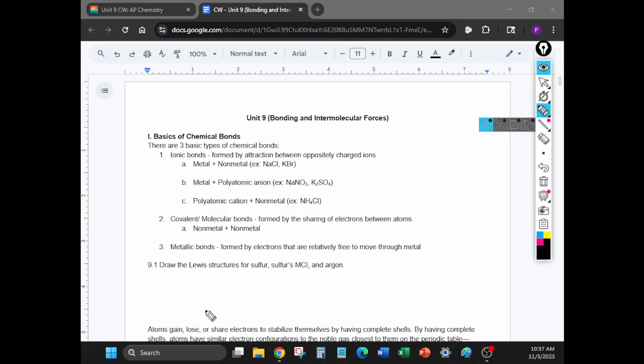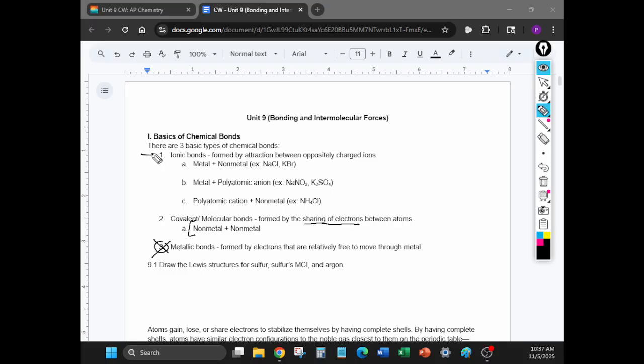The second type of compound that we look at a lot is called covalent or molecular, and this is formed when electrons are shared. We're going to learn how to draw these this unit, but this is most commonly between two nonmetals or multiple nonmetals. And then the last one is metallic bonds, where electrons can move freely through the metal. This doesn't come up very much. If you need a refresher, you can look back at Unit 1, where it talks about alloys and things like that. But that's pretty much metallic.